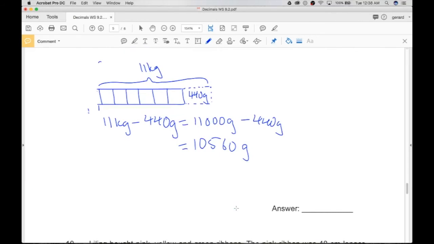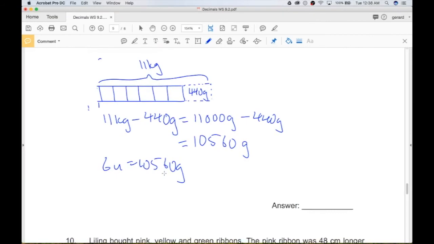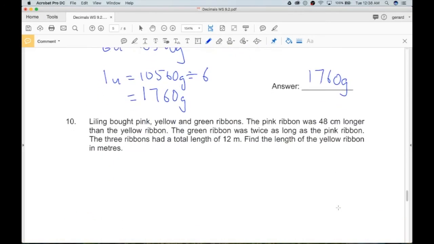Now we have this. We know that this is actually 6 units. How much sugar was there in each container? So we're supposed to find what is one container. 1 unit equals 10,560 grams divided by 6, which equals 1,760 grams. So this is just the answer. As simple as that.